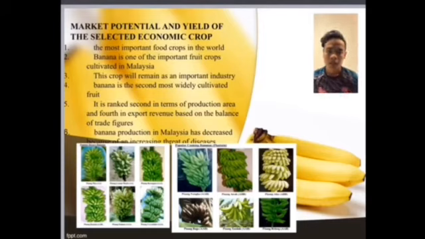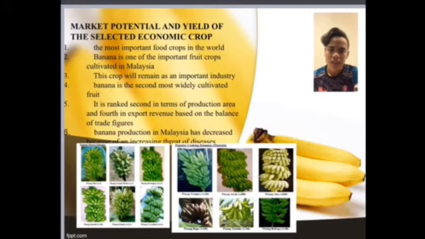Banana is among the most important food crops in the world. Global banana production has been estimated to be about 99 million tons annually, mostly produced by tropical countries. Banana is one of the important food crops cultivated in Malaysia. It is ranked second in terms of production area and fourth in export revenue based on the balance of trade figures. This crop will remain an important industry. Emphasis is given to this crop in addition to the other fruit types listed under the National Agricultural Policy.